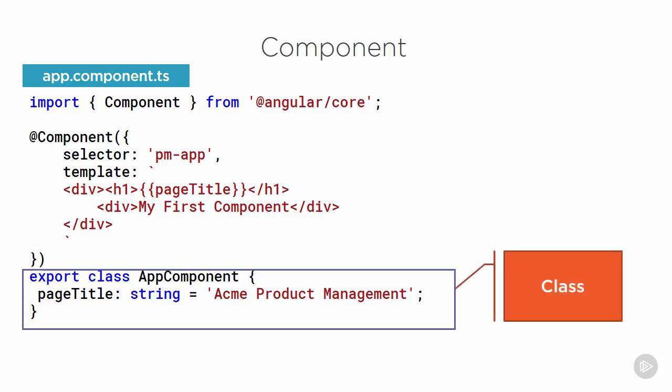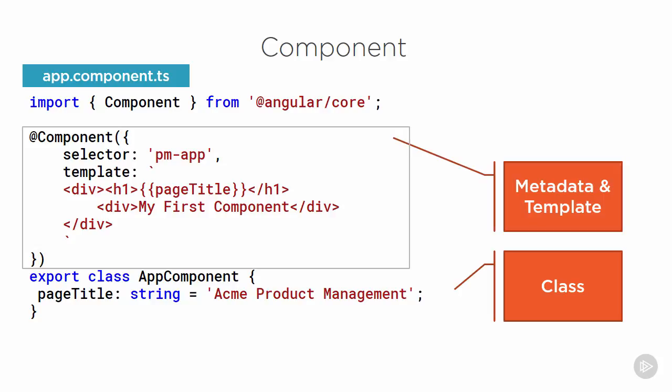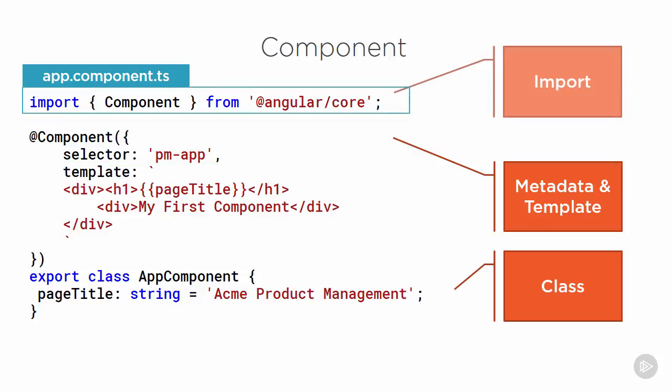Here is our class. It defines the properties and methods needed by our view. Here is the component decorator that defines the metadata. The metadata includes the template that lays out the view managed by this component. And here we import the members that we need. Let's examine each of these chunks in more detail, starting at the bottom with the class.